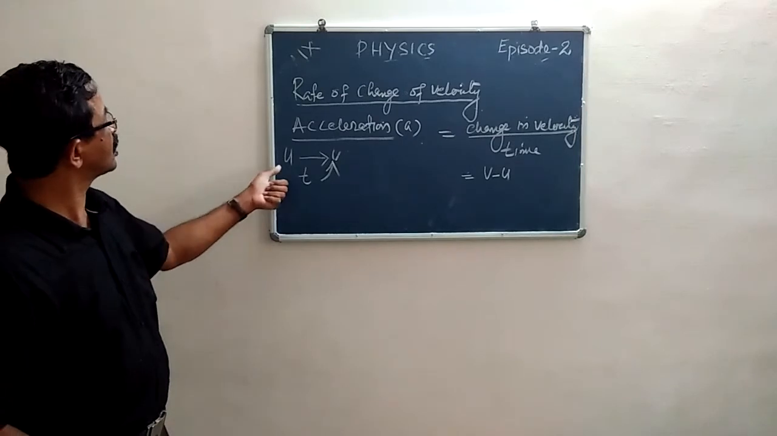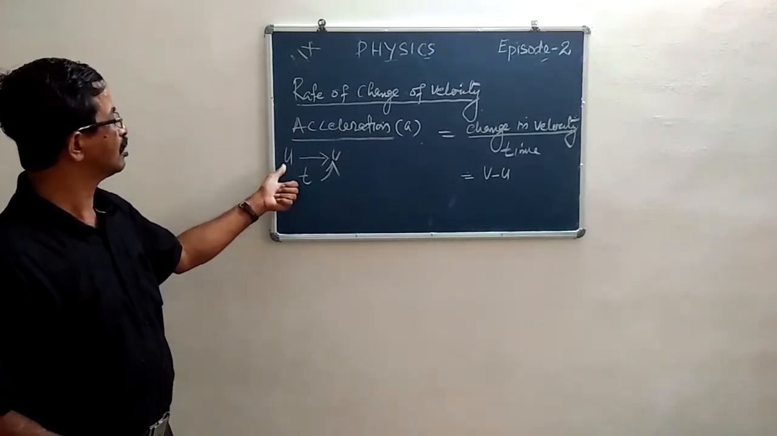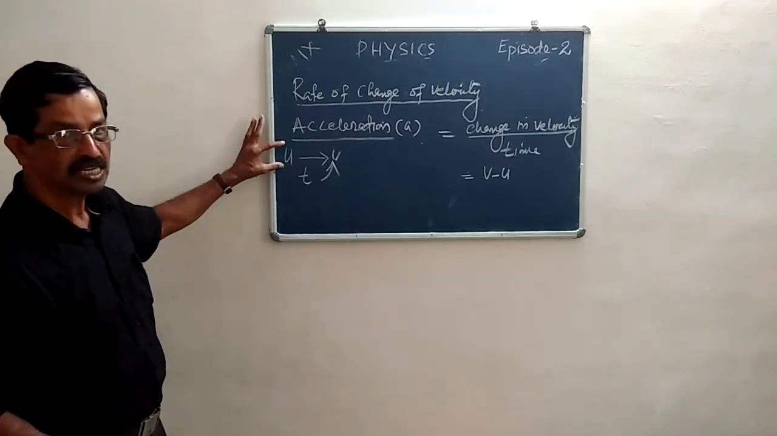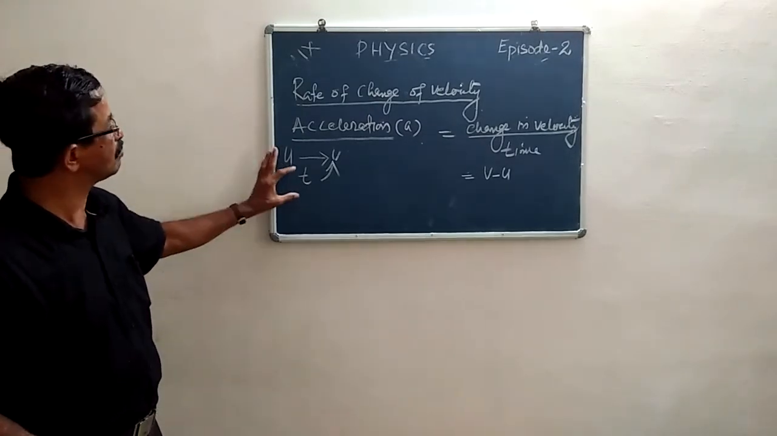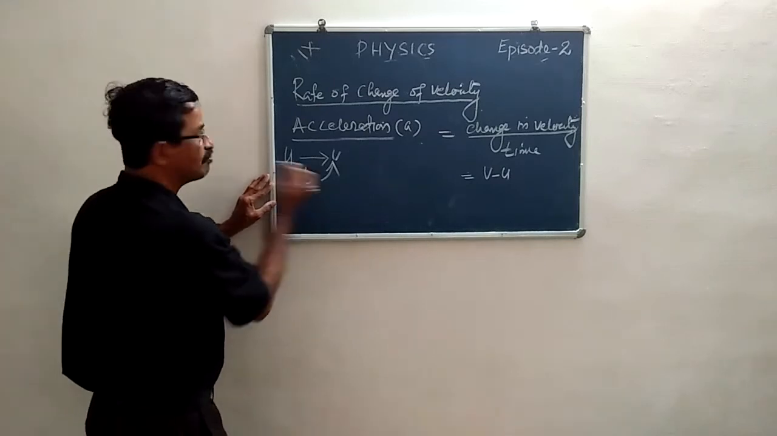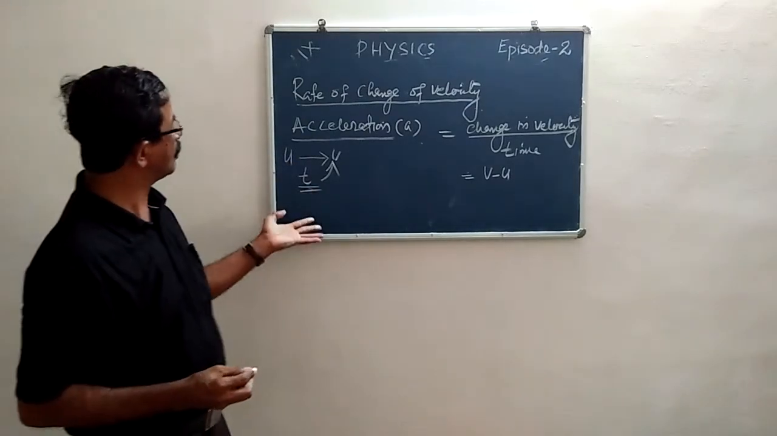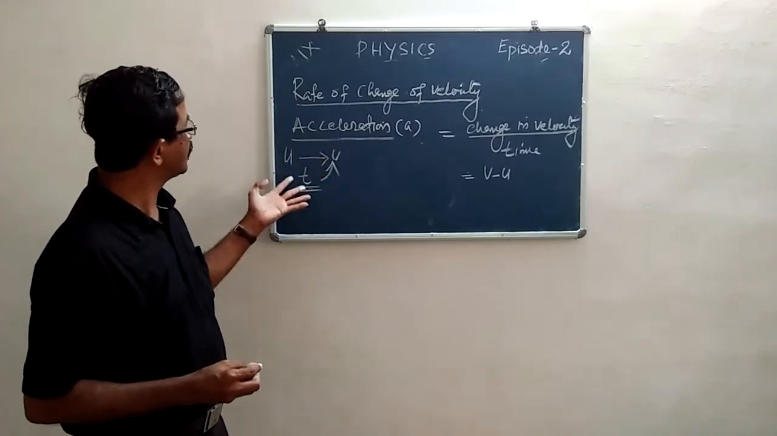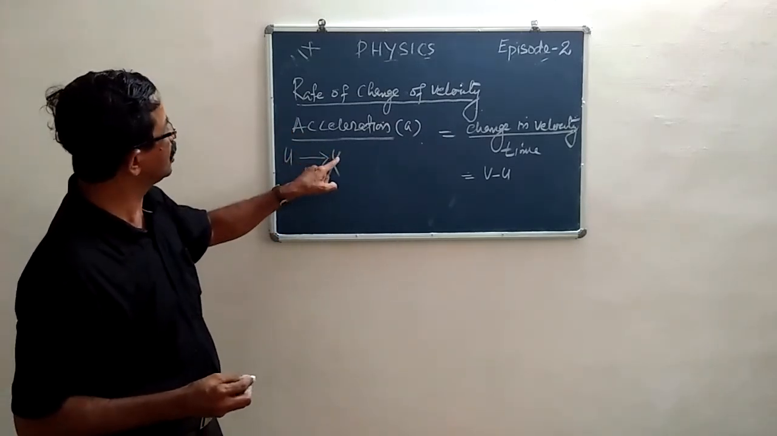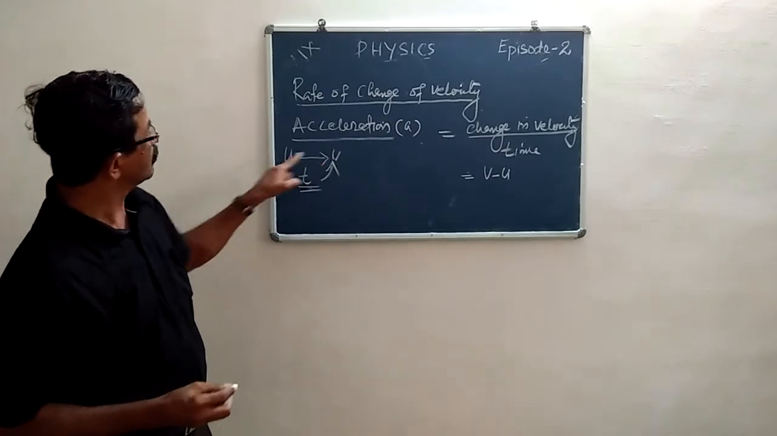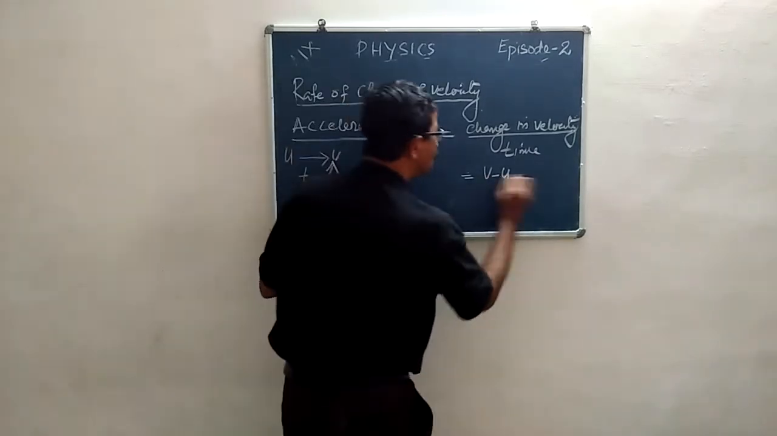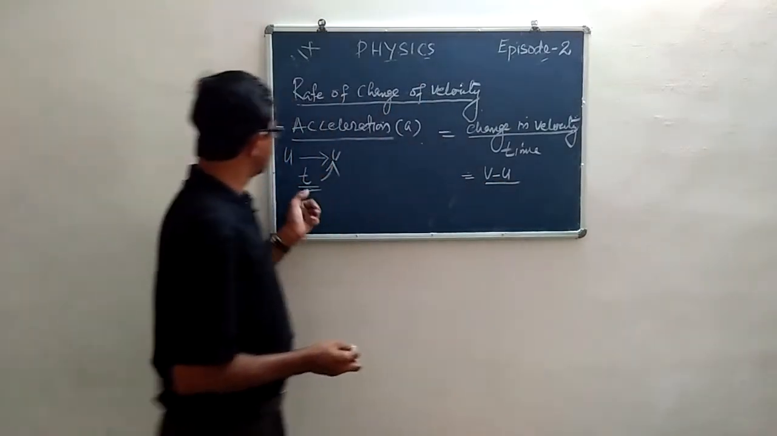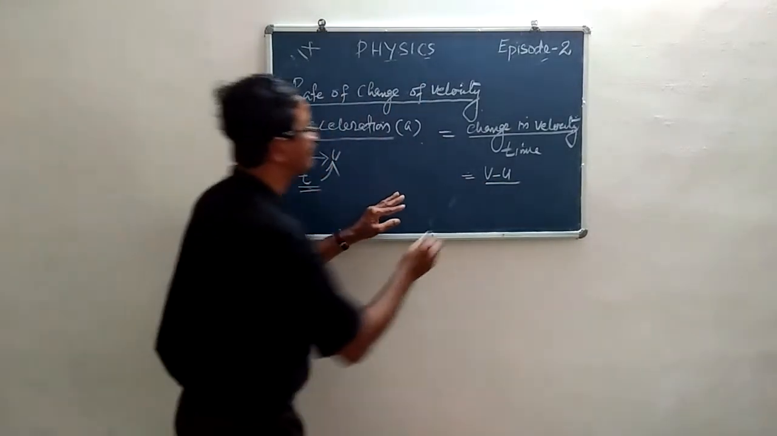Once again, consider a body or a car or a bus or train. At first its velocity is u. After some time, that means after some time here means t. It may be 5 minutes or 5 seconds or 10 minutes or 20 seconds, etc. Its velocity now becomes v. Now the change in velocity is v minus u, and the time taken for it is t.